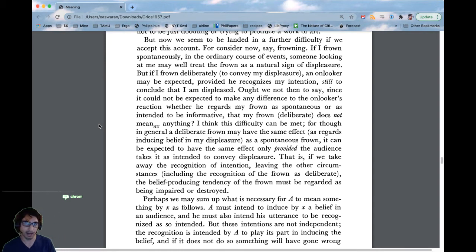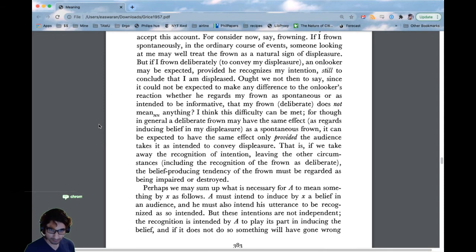I think here he's imagining a case where you and a friend are watching something together and you don't want to talk, but you're unhappy with what's going on, and you see your friend look over, and so you intentionally frown at them to let them know you don't like what's going on. And he says, I think this difficulty can be met.